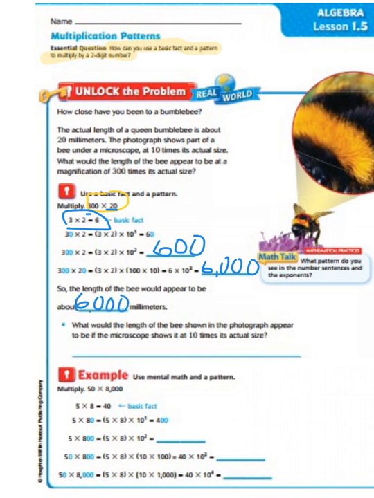So the length of the bee would appear to be about 6,000 millimeters. So what would the length of the bee shown in the photograph appear to be if the microscope shows it at 10 times its actual size? And that would be 200 millimeters.